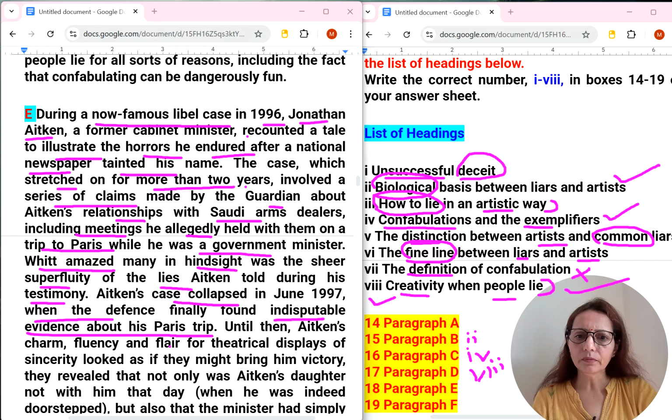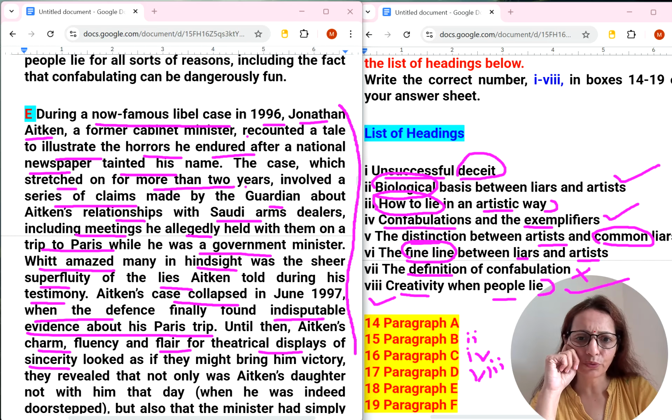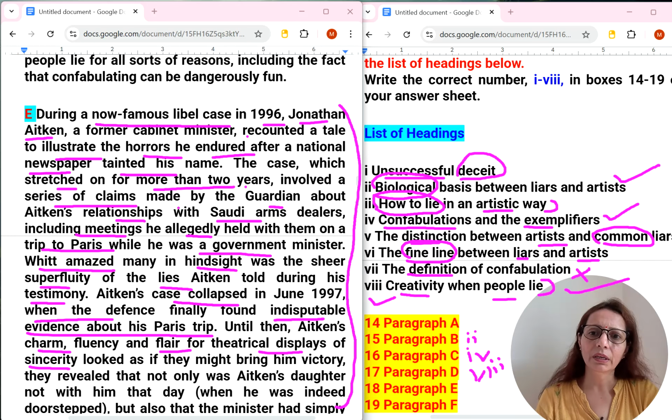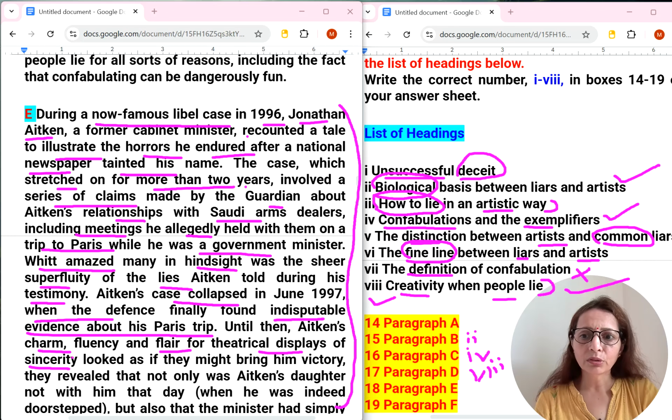And Aitken's charm, fluency, and flair for theatrical displays of sincerity looked as if they might bring him victory. Okay, so unsuccessful deceit, I think they are talking about, because the full case they have explained here, and how he escaped, this thing they have given, because of his theatrical displays.